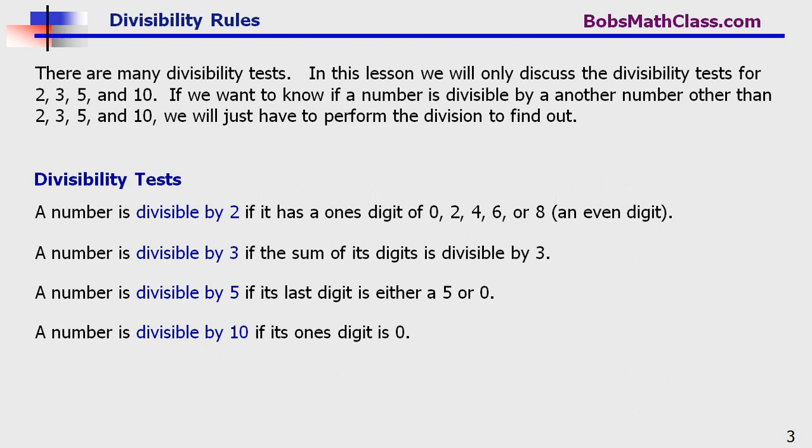Now the next one is the divisibility test for 5. And that is if the last digit is either a 5 or a 0. So we just look at the last digit, 0 or 5. And our last test is a number is divisible by 10 if its ones digit is a 0. So if the last digit is a 0, then the number is divisible by 10.